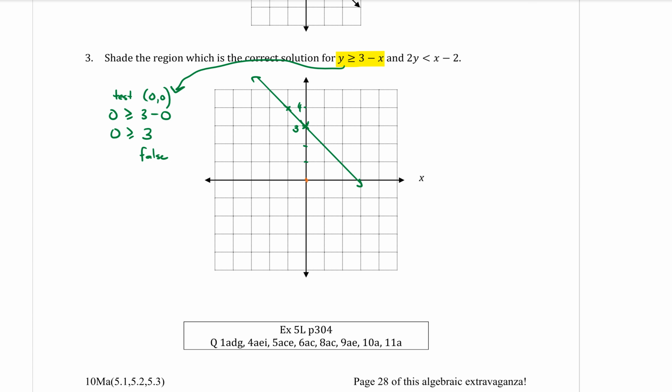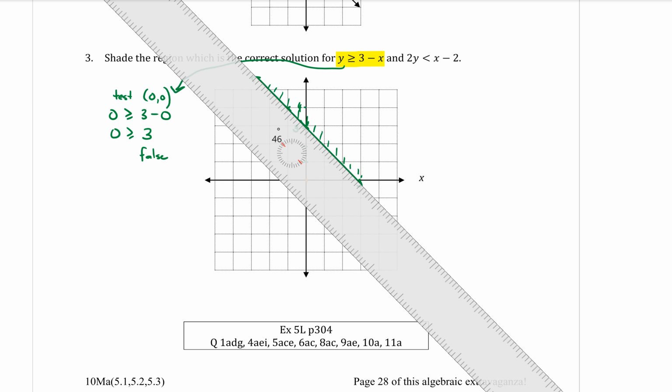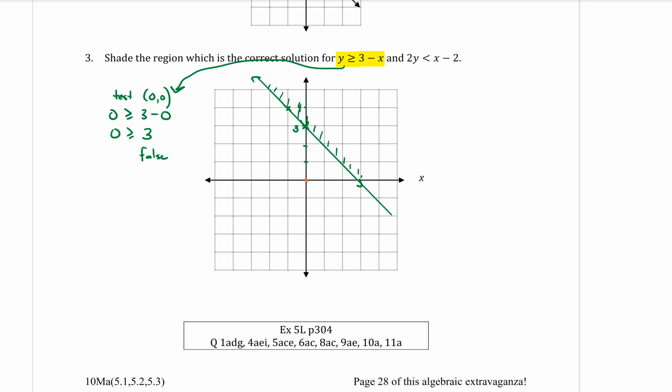Now, because we're doing two graphs here, only do a little bit of shading because we want to see which part overlaps with the two of them. So I'm just going to do a little bit of shading down there. Actually, I'm going to make my line a bit longer down here. There we go. Keep shading all the way down here. Okay, just a little bit. Now let's do the second one.